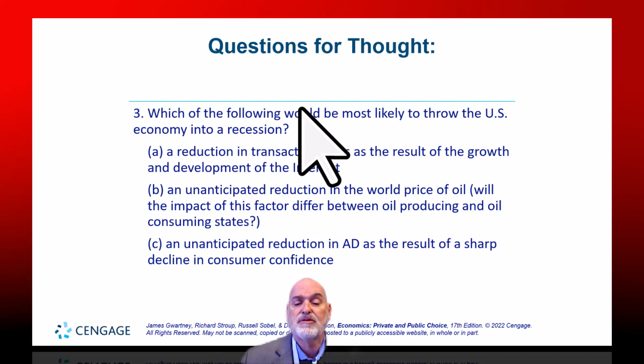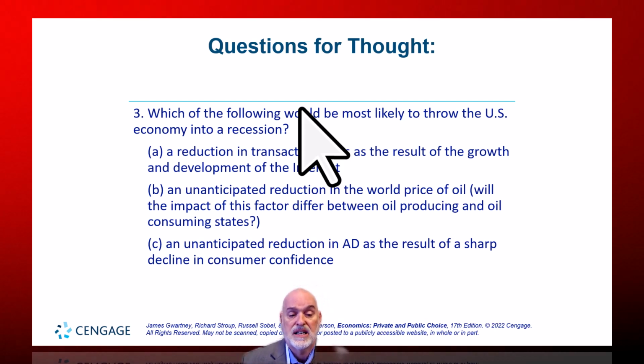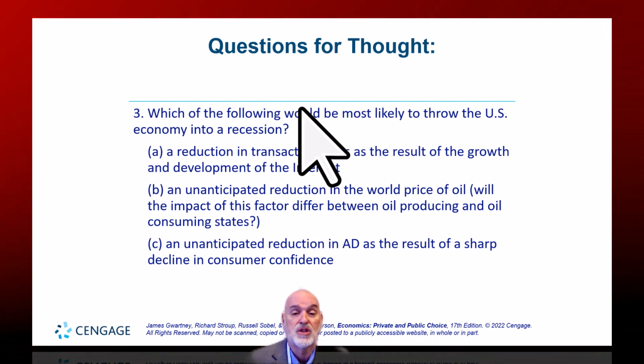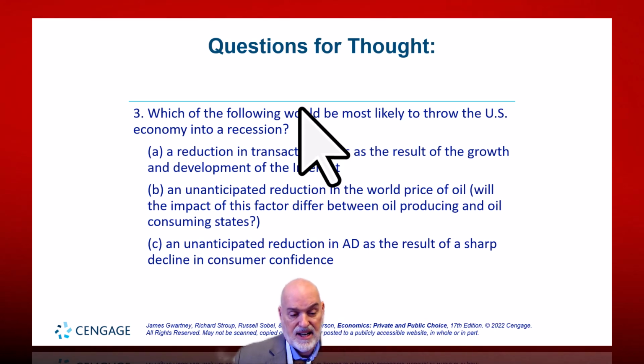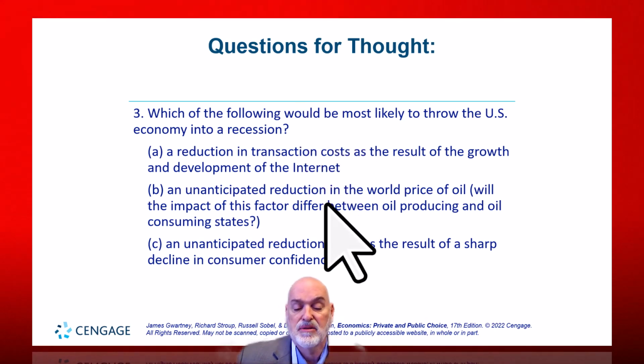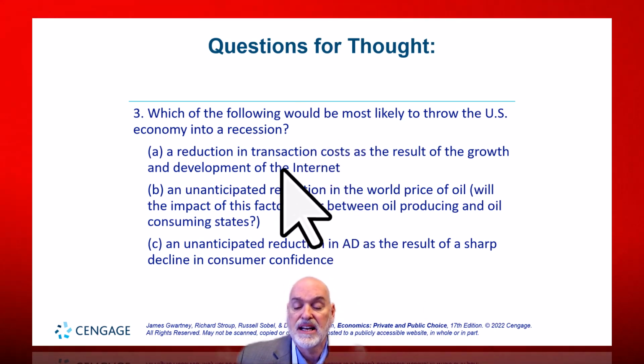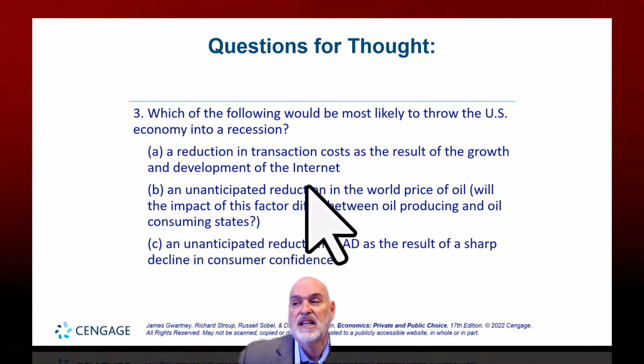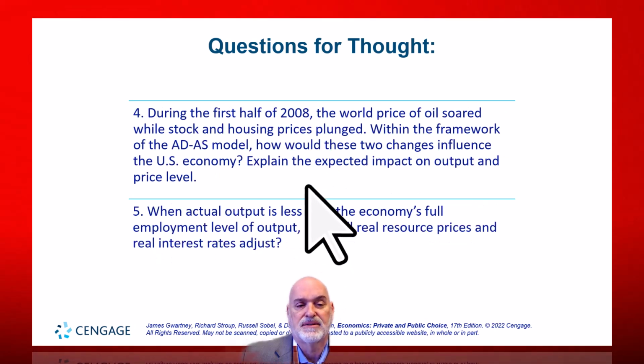Number 3, which of the following would be most likely to throw the United States economy into a recession? A, a reduction in transaction costs as a result of the growth and development of the internet. B, an unanticipated reduction in the world price of oil. Will the impact of this factor differ between oil producing and oil consuming states? And the next one, an unanticipated reduction in aggregate demand as a result of a sharp decline in consumer confidence.